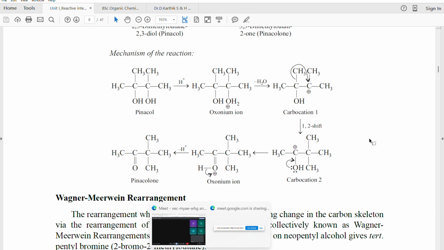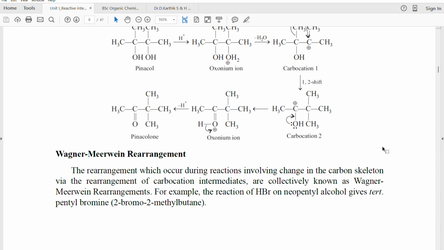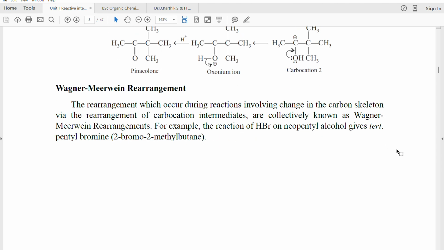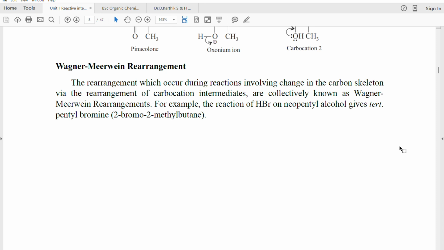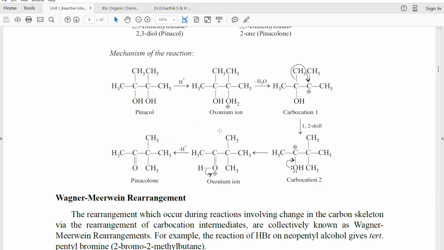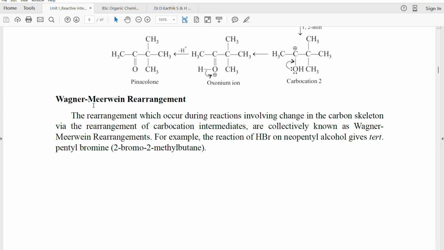Yes, sir. Okay, fine. So the next is the Wagner-Meerwein rearrangement. All these reactions involve a carbocation intermediate. You see most of them are rearrangements. Rearrangement means there will be a shift of an alkyl group, a hydrogen atom or some other group from one carbon to another carbon. That is called a rearrangement reaction.